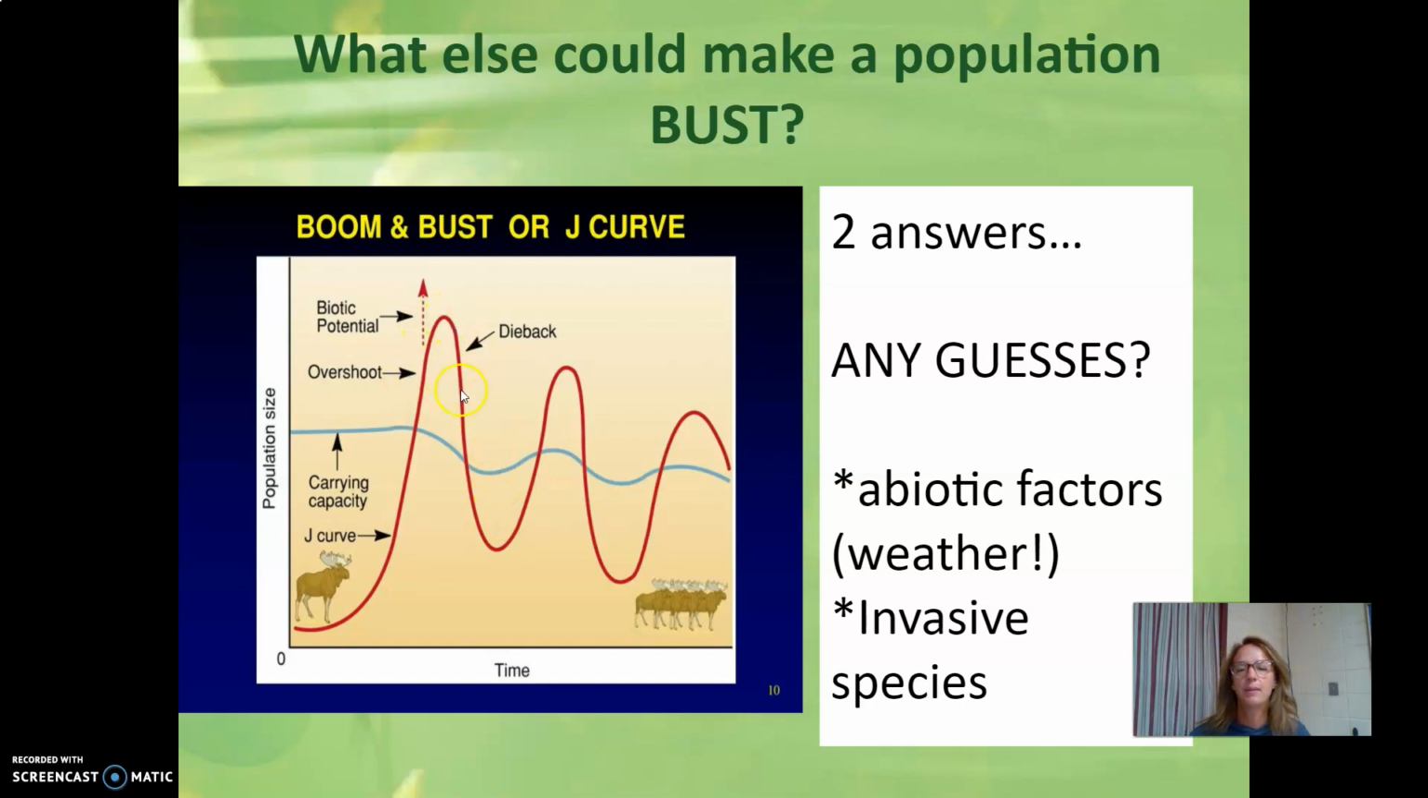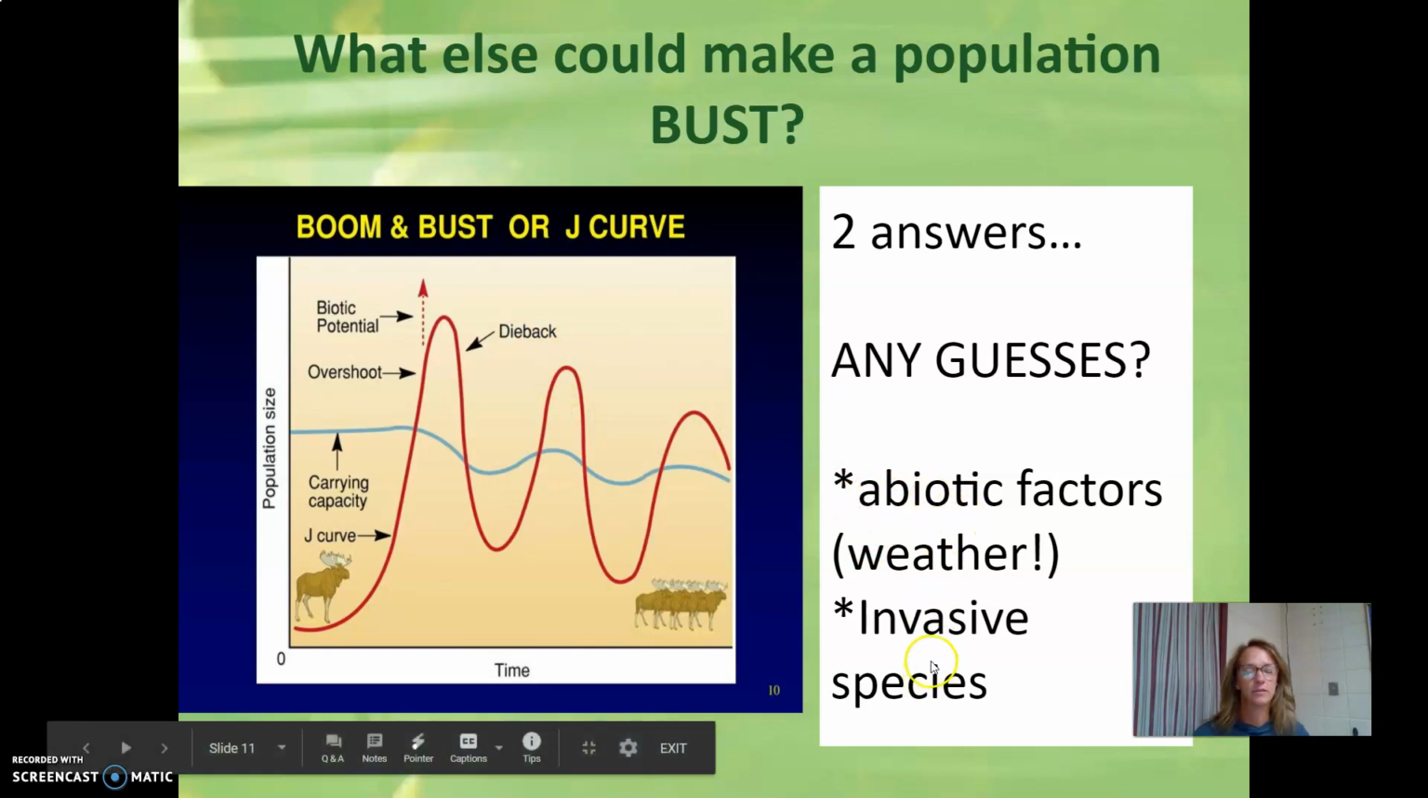How do we make this population bust? We know that a healthy bust will be because of the biotic factors, but there are other things that can make it bust, and I didn't mean to have these answers pop up, but those factors are weather or invasive species.